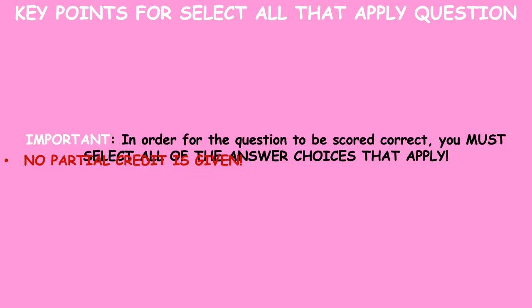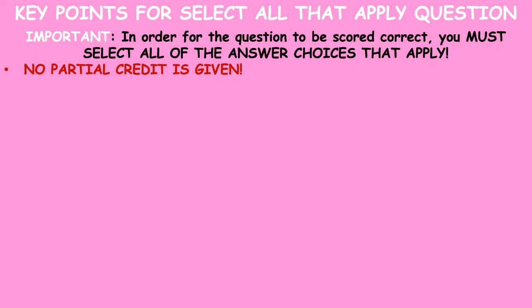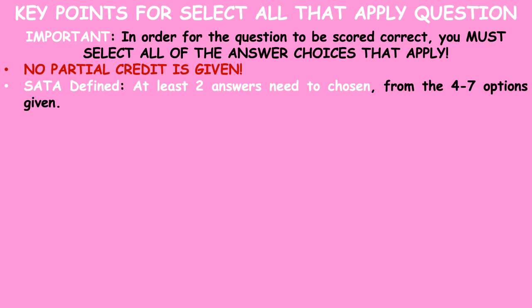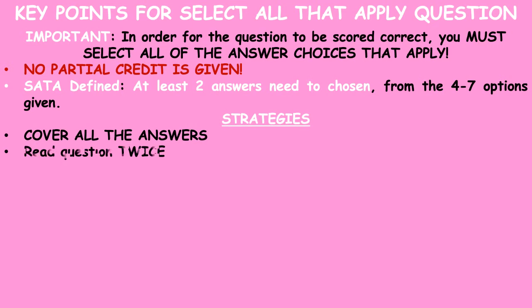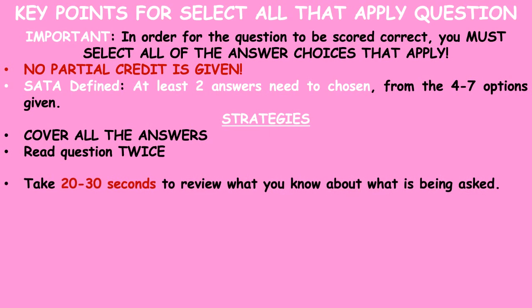To answer this type of question, you need to first determine which of the answer choices provided are correct. It is super important to remember that in order for the question to be scored correctly on any exam that you take in nursing school, or any exam in general, you must select all of the answer choices that apply, not just the best response. In other words, there is no partial credit, remember that. And just as a side note, select all that apply questions by definition contain at least 2 answers from the 4 to 7 options that are given.